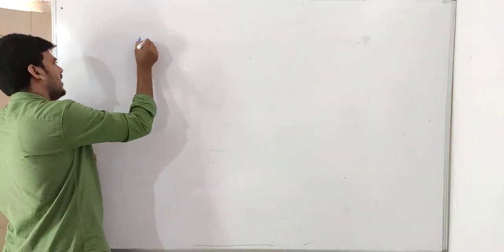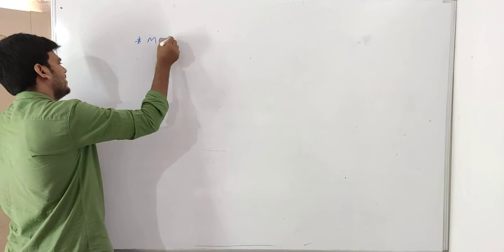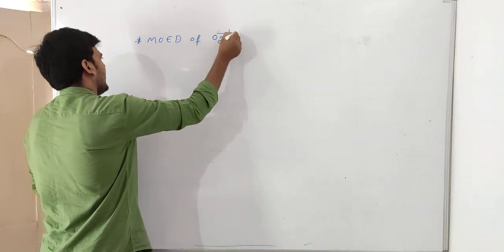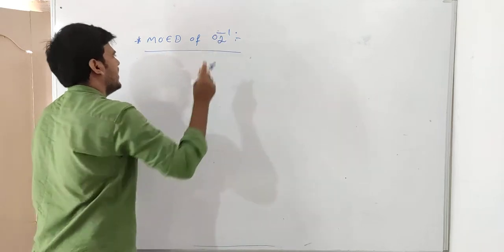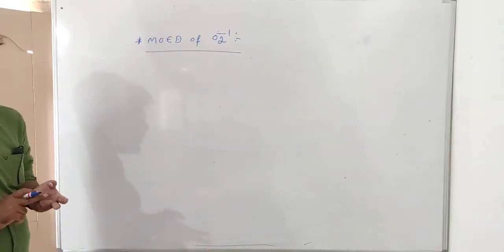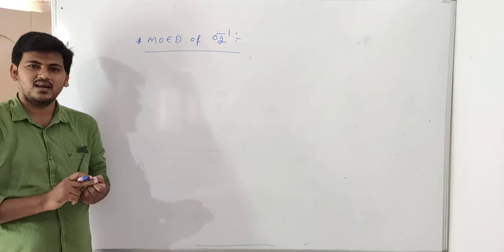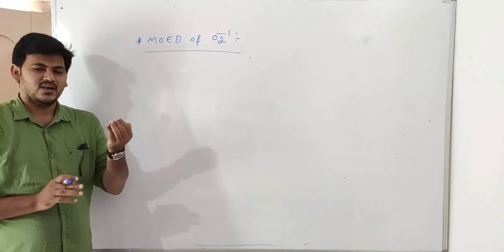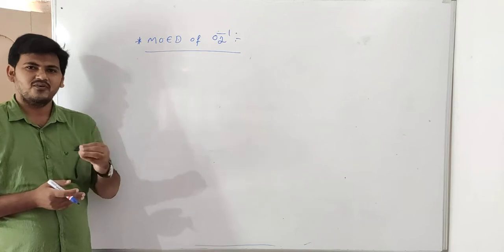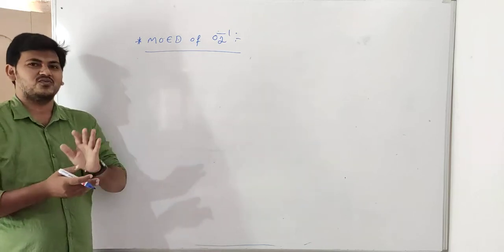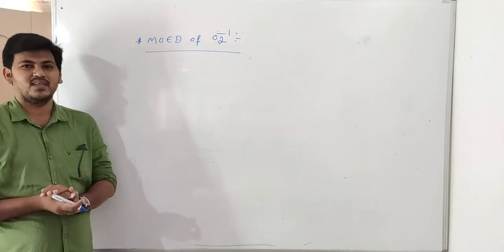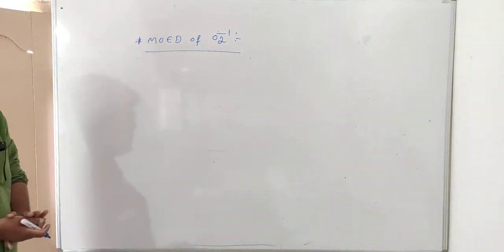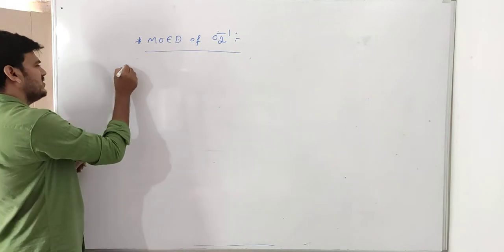Important. MOED of O2 minus 1, the molecular orbital energy level diagram of O2 minus 1. The MOED of H2, N2, O2, and O2 plus 1 were completed in previous classes, and the next heading is MOED of O2 minus 1. First of all, O2 minus 1.